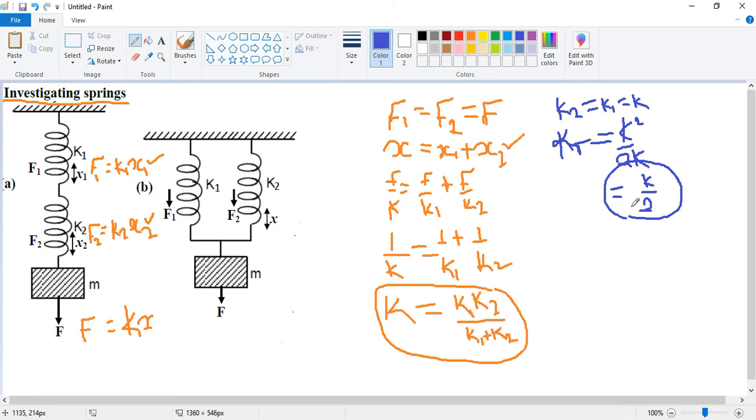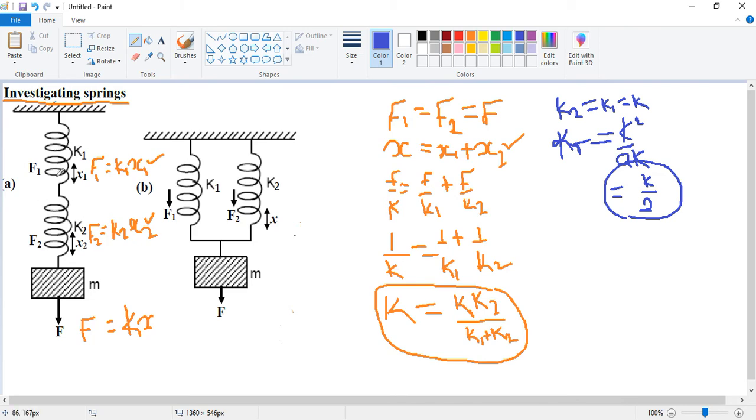What does that mean? Connecting springs in series reduces the effective spring constant, because we are seeing it is half the spring constant of just one spring. So when you have only two springs in series, the effective spring constant is the product of the constants over the sum, because they are treated the same way you would treat resistors in parallel.